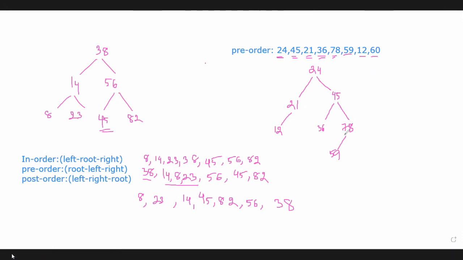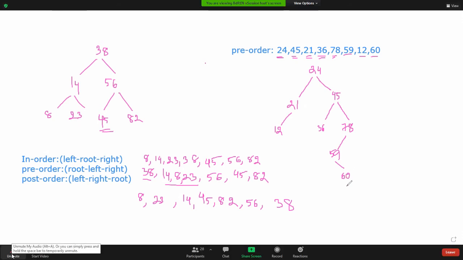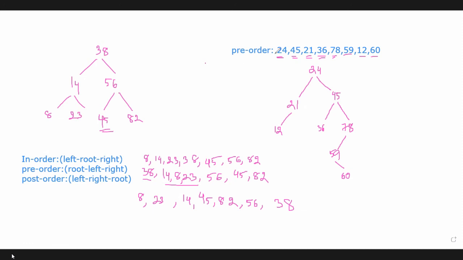After comparing it with 78, now we can see that 60 is smaller than 78. So go to the left subtree. In the left subtree, there is another node 59, and 60 is greater than 59. That means it will be the right child of 59. Okay, so in a binary search tree, when one sequence is given, we can create a unique binary tree.